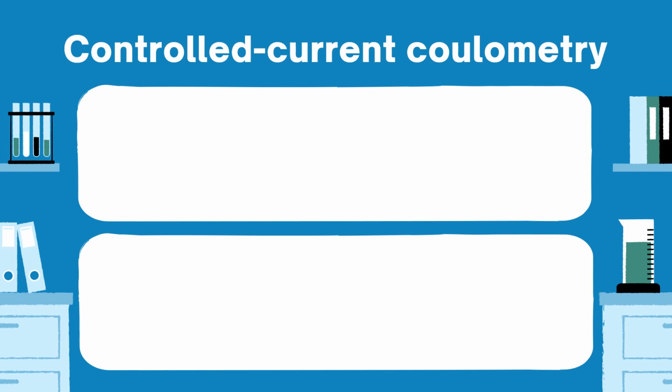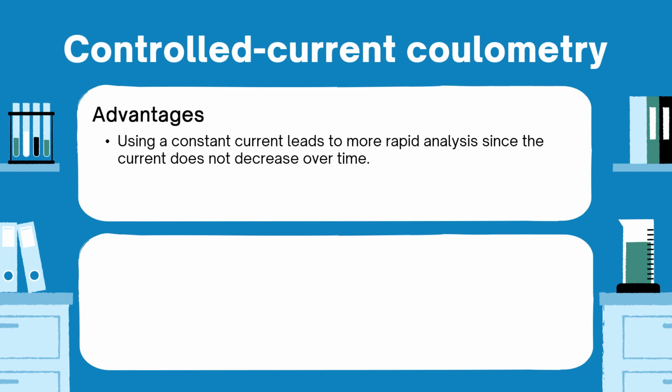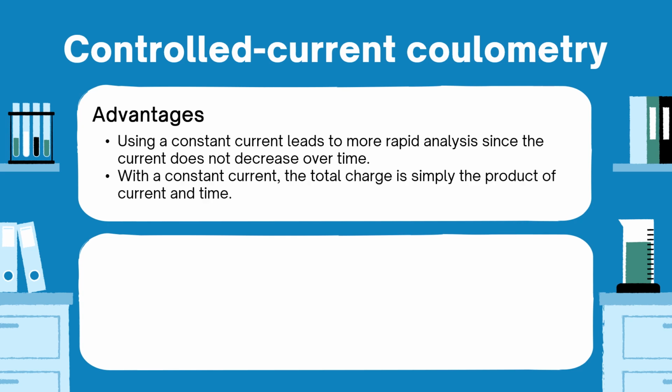Controlled current coulometry has two advantages over controlled potential coulometry. First, the analysis time is shorter because the current does not decrease over time. A typical analysis for controlled current coulometry is less than 10 minutes, compared to approximately 30 to 60 minutes for controlled potential coulometry. Second, because the total charge is simply the product of current and time, there is no need to integrate the current-time curve.